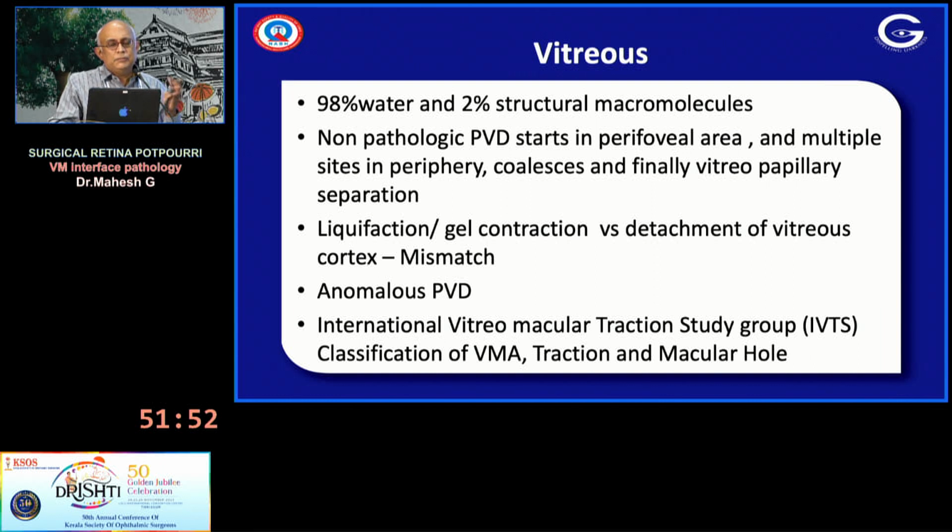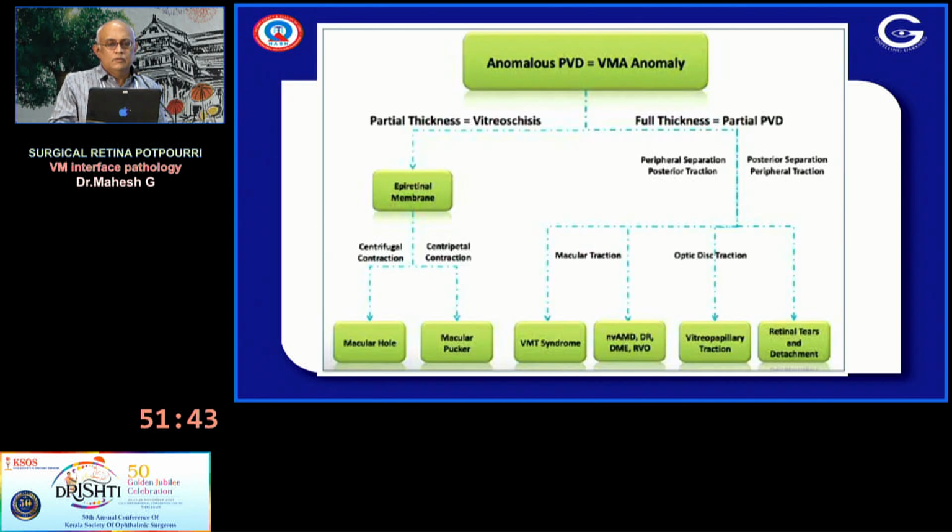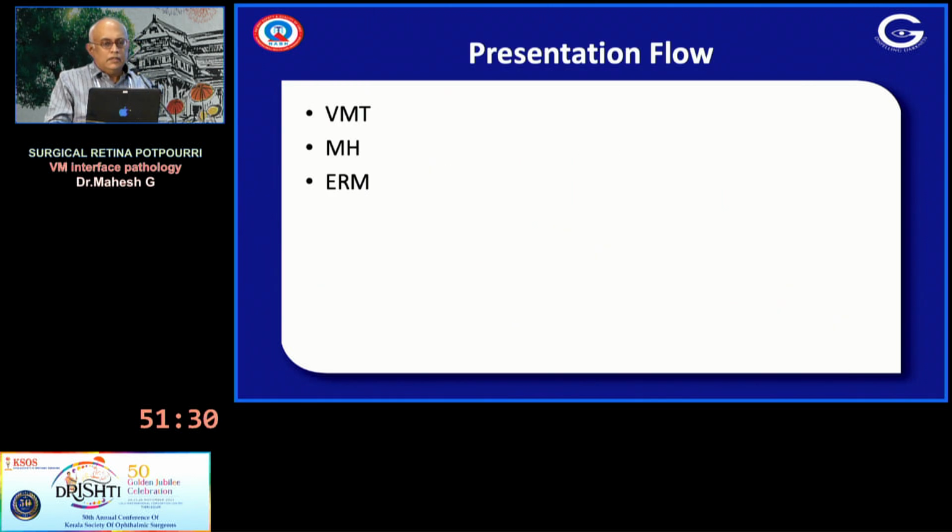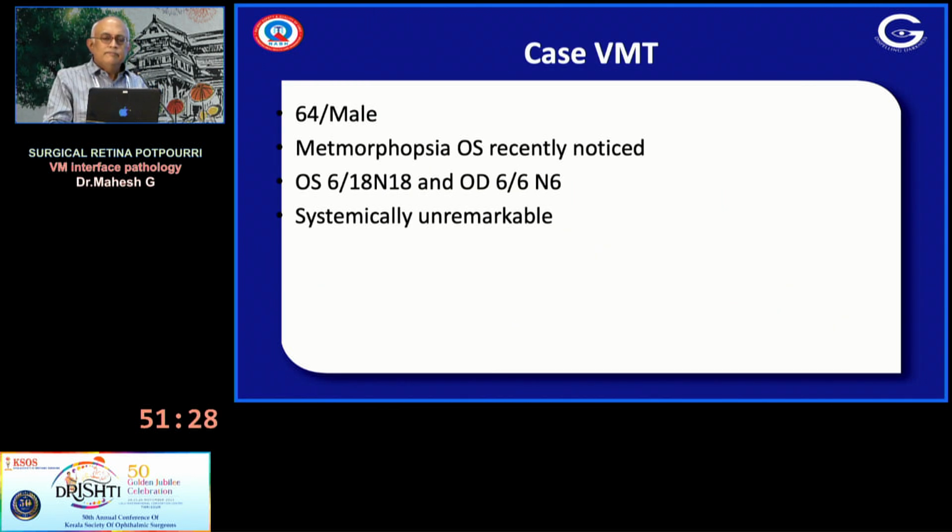So it is a mismatch or anomalous PVD that causes the group of diseases classified by the International Vitreomacular Traction Study Group. This is the pathology, starting from epiretinal membrane, macular hole, VMT syndrome, and some pathologies in RD and vitreopapillary traction. I will show a few cases one by one and then one surgical video.